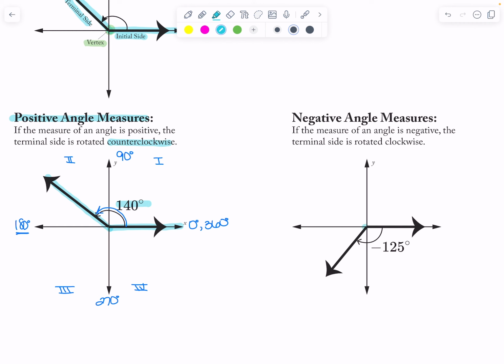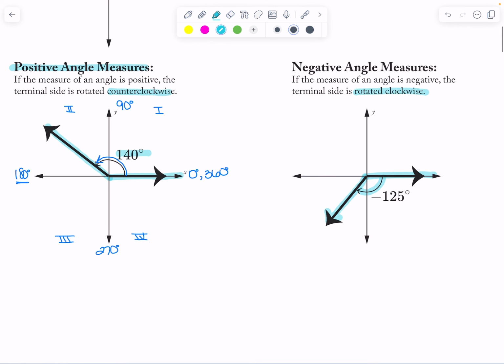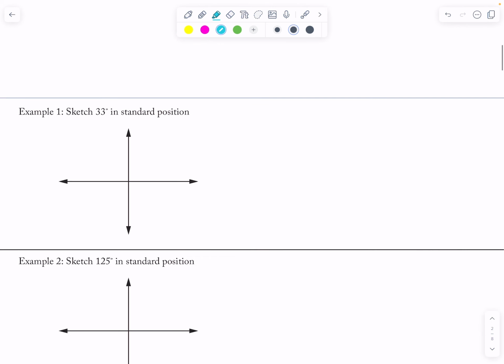Okay, and then again, we'll start on our positive x-axis. And if I go negative 125 degrees, that actually puts me in quadrant 3. And negative angle measurements are rotated clockwise. Okay, so let's graph something in standard position.